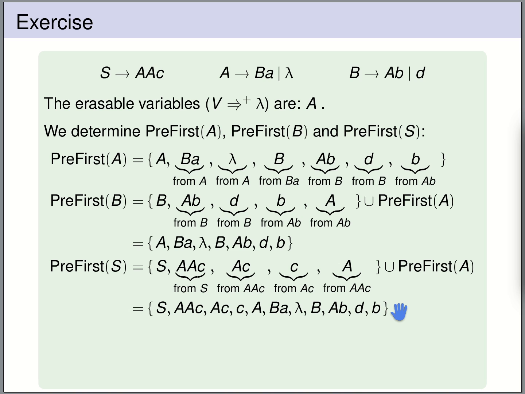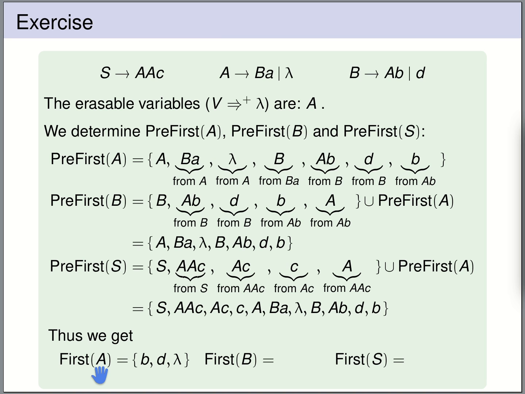Now, from these pre-first sets, we can derive the first sets for A, B, and S. The first set of A contains all the terminal letters in pre-first A, so that's D and B. D and B must be in. What about lambda? Lambda should be in first of A only if A is erasable. And indeed, A is erasable, so also lambda should be in there. So we get B, D, lambda.